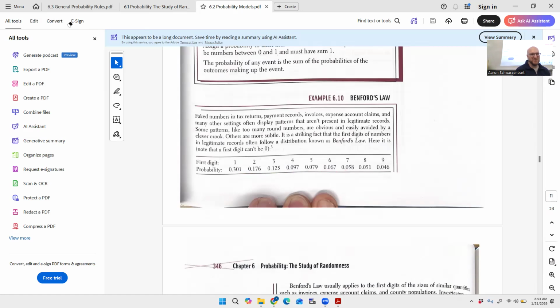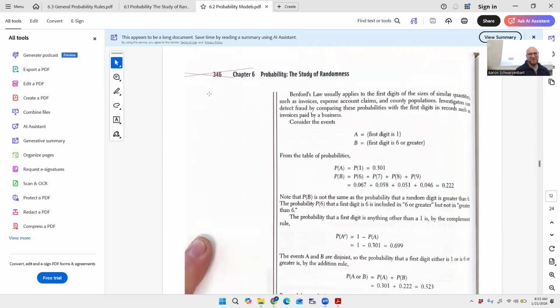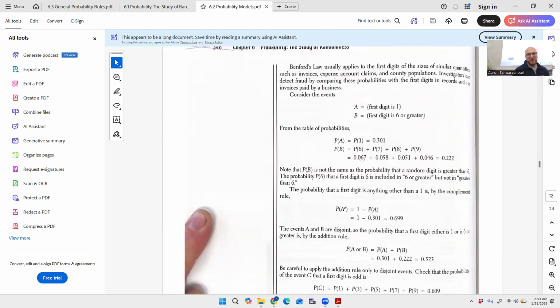Okay. There might be some secondary things, but applying the probability laws, probability of A is first digit is 1, B is first digit is 6 or greater. First digit is 1: 0.301. We just looked it up in the table. 6 or greater: there is no shortcut with complements here because you don't know 5 or less. So you just add the 4 together. And 6 or greater actually has less probability than 1.